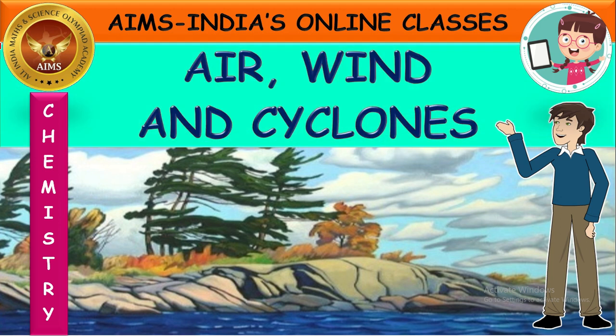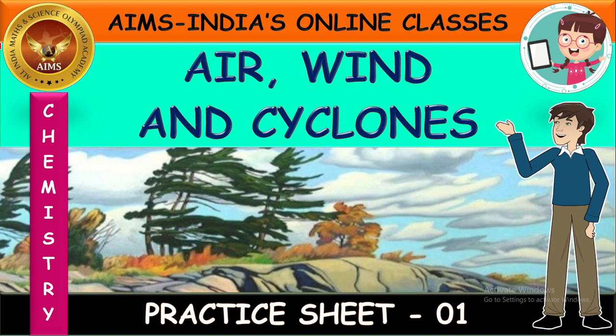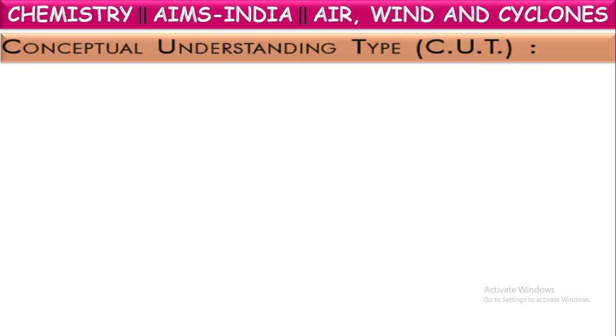This is a chemistry session. Here we are discussing the chapter Air, Wind and Cyclones. Now in this session we are going to discuss practice sheet 1 related to this chapter, which contains conceptual understanding questions and single correct answer type questions. So let us start with the conceptual understanding questions.